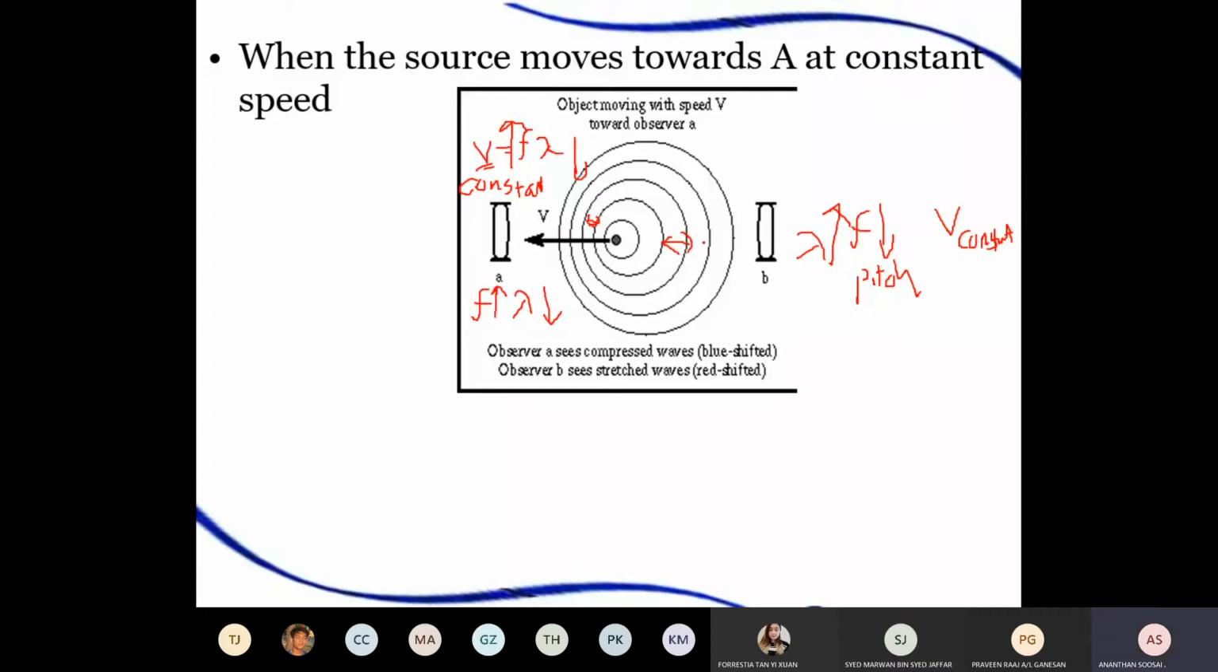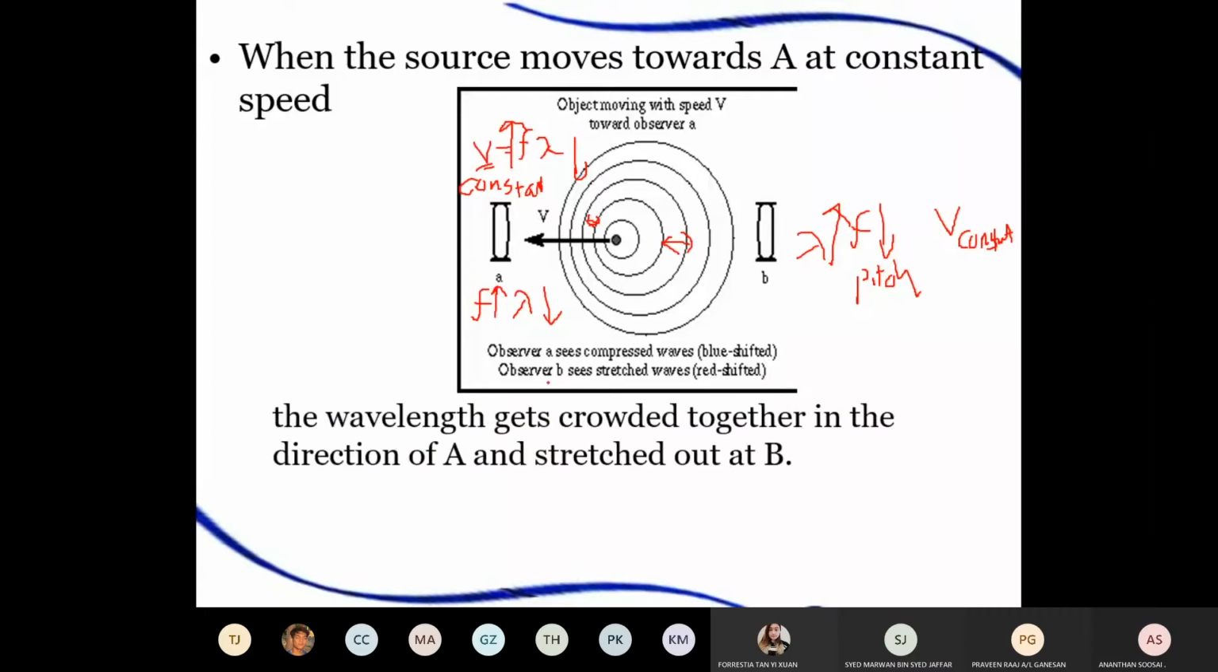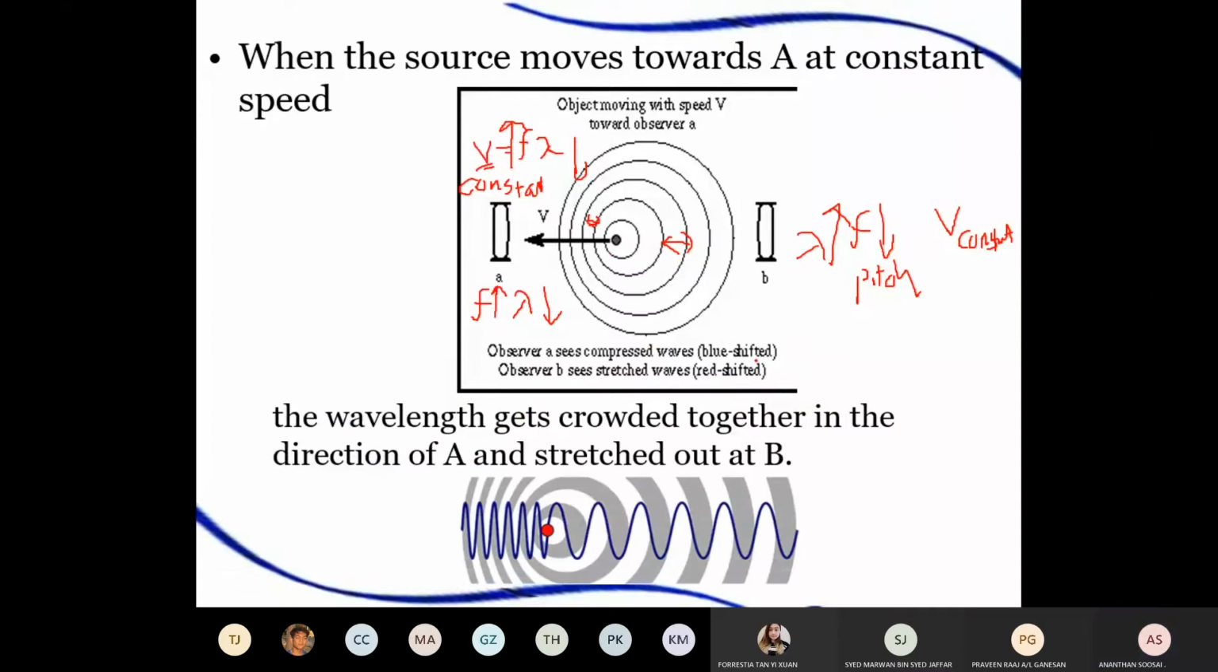Because the wavelength gets shorter and longer, the wavelength gets crowded together in the direction of A and stretched out at B, because of the movement of the source. So when it gets closer, the wavelength gets shorter for the case of A, and for B the wavelength is stretched out. When wavelength rises, frequency drops. V equals f lambda. When lambda changes, frequency has to change because velocity is constant.